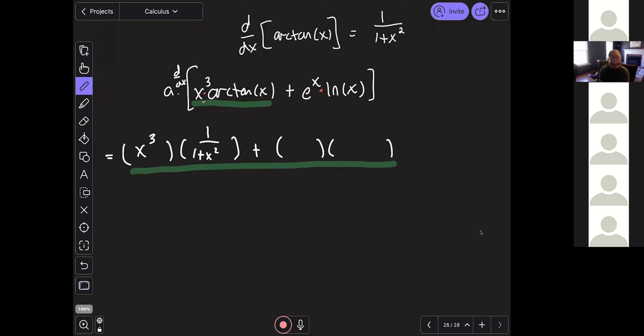So first times the derivative of the second function, and then I have to do it the other way around, right? So in this part over here, I leave arctangent alone. I have to multiply by the derivative of x cubed, which is 3x squared. Okay, now I'm just going to write on a new line here.